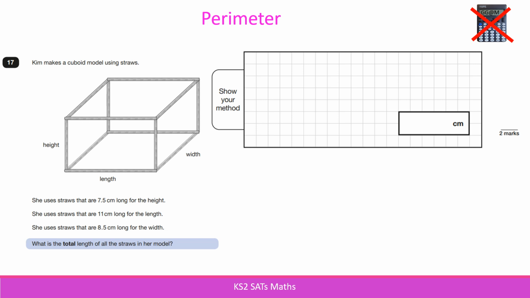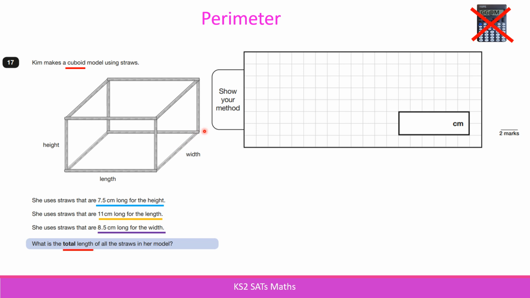This is a question on perimeter. Now the word perimeter is actually not used in this question, but this is basically what you have to do to be able to answer the question. So the key facts of the question: you're told you've got a cuboid, which is the shape here that you can see in the diagram, and you're told that the straws are 7.5 centimetres for the height, which is this distance here, so the vertical ones are 7.5. They're 11 centimetres for the length, so the distance along the bottom is 11 centimetres. And 8.5 centimetres for the width, so the distance back is 8.5 centimetres.